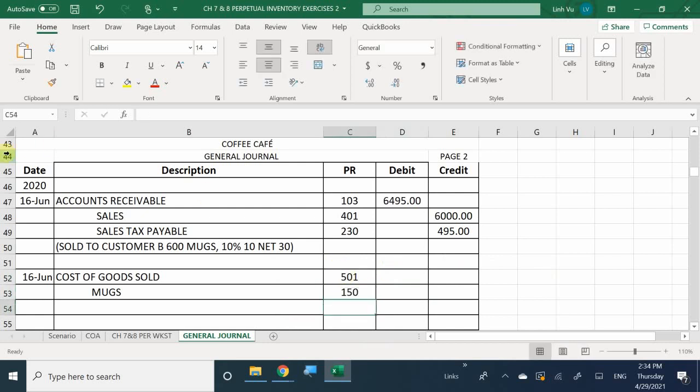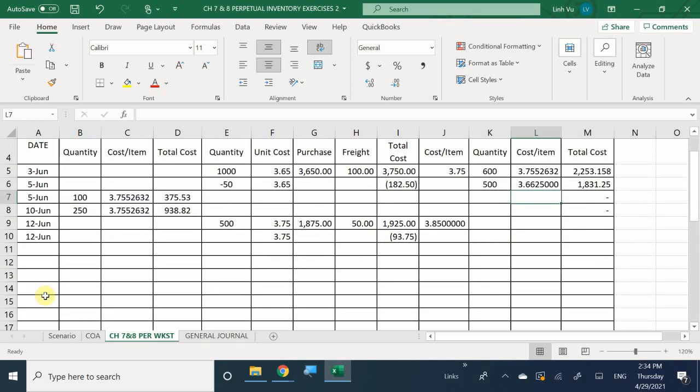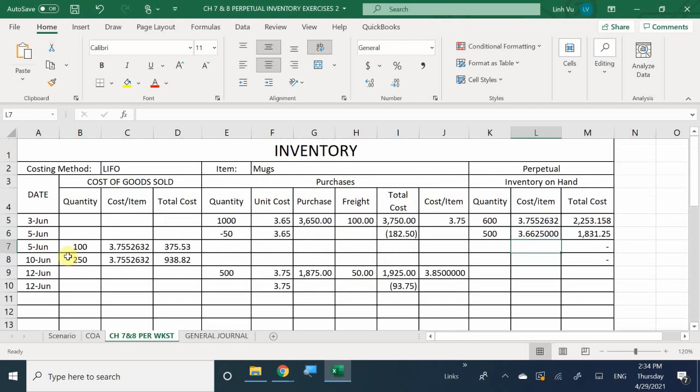Okay. Now let's go ahead and dive right into my inventory worksheet and let's figure this out. How many mugs did we sell in grand total? 600. Now let's take a look at our inventory on hand. If we're using LIFO, which batch are we going to start from first? The last one.